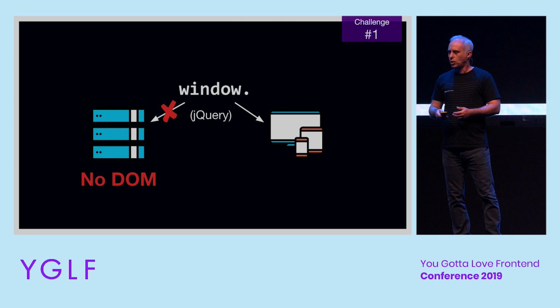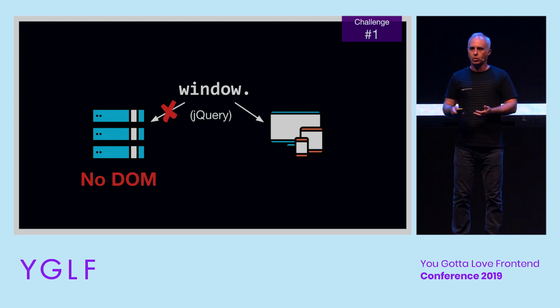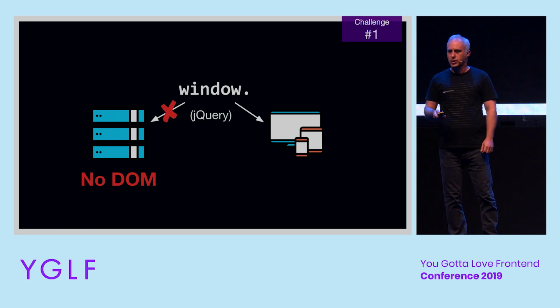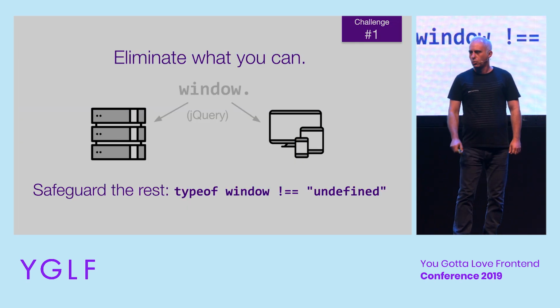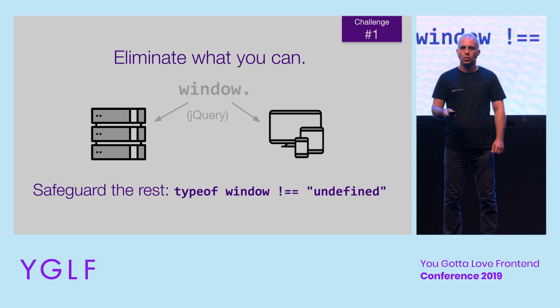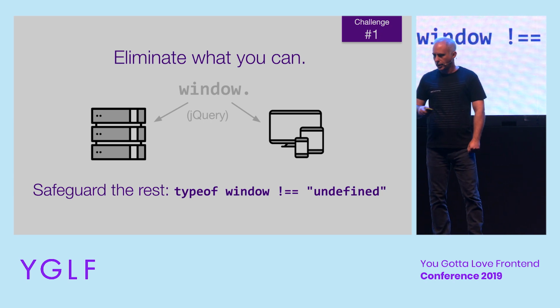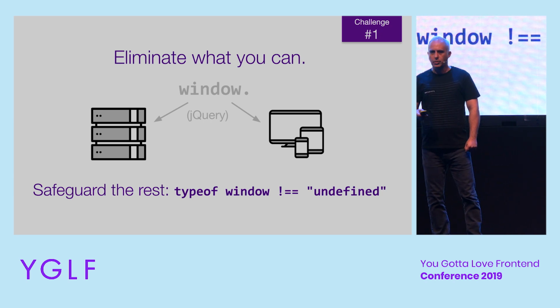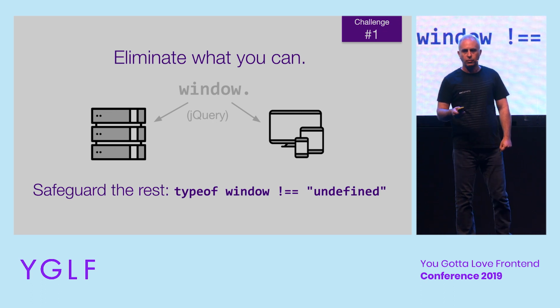So you really want to not use the browser DOM in your code when you're doing SSR. So what can you do about it? Well, the obvious thing is to basically eliminate it. Go over your code, find references to window.anything, and just pull them out. But the reality, as I said before, is that in some cases it's unavoidable.